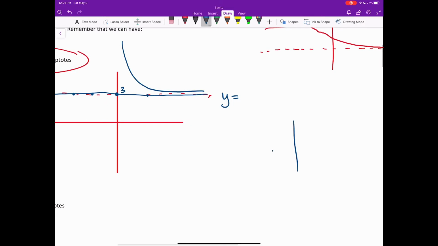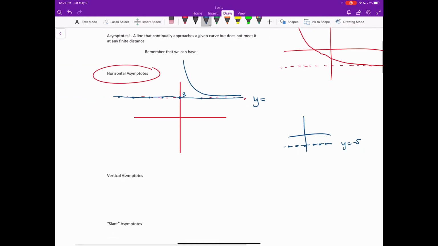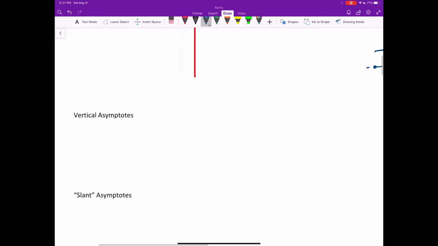Or if your horizontal asymptote was at -5, y equals -5. Everywhere along this horizontal line, your y value is always -5, all right? So you could have horizontal asymptotes. You could have vertical asymptotes. We'll get to slant asymptotes in just a second.